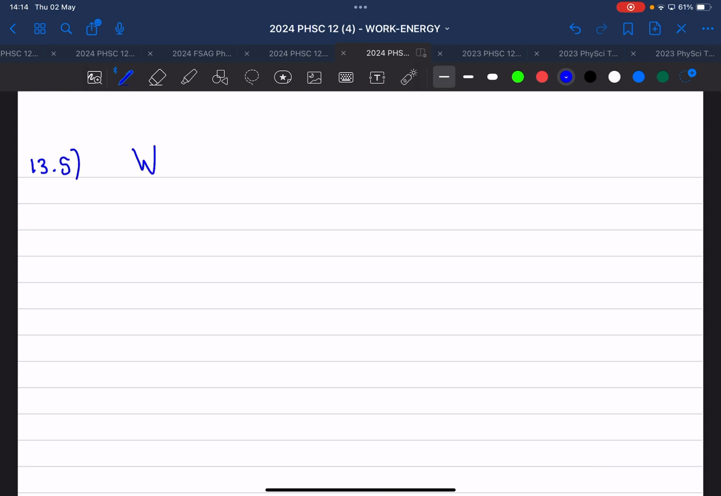So our work energy theorem is W is equal to delta EK.